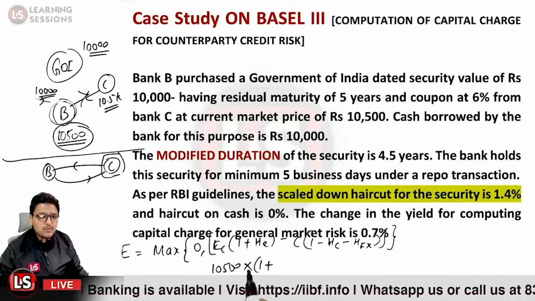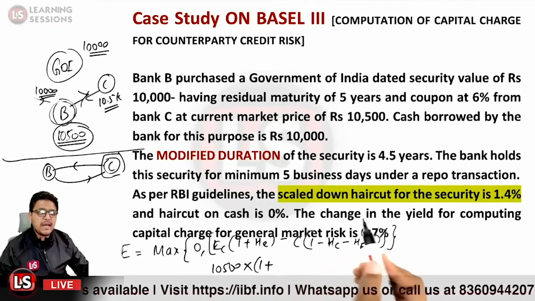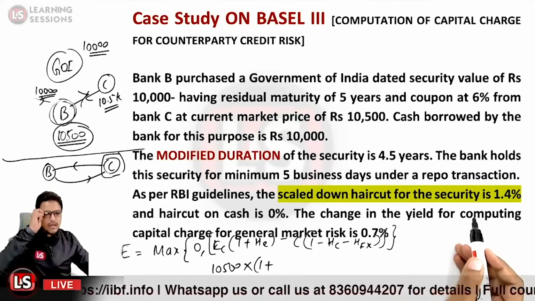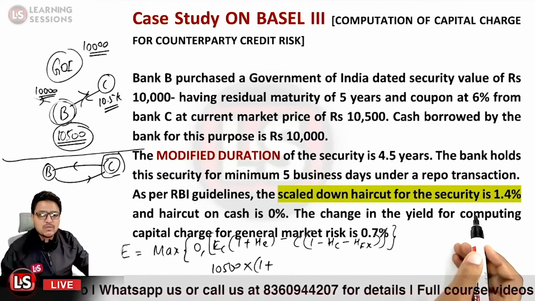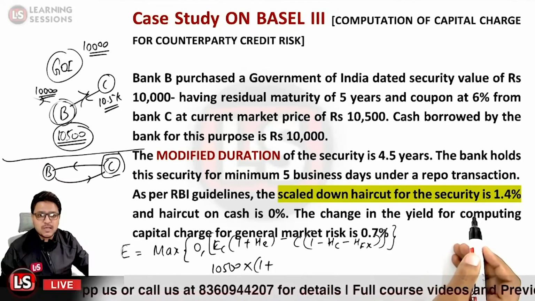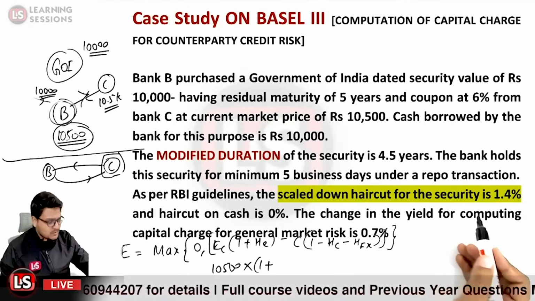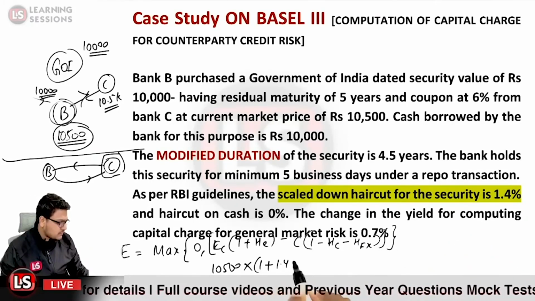So over here, it is given that the scaled down haircut value of the security is 1.4%. It is 1.4% in this particular case. Is that clear? It is given to be 1.4%. So we will be adding up this particular value.